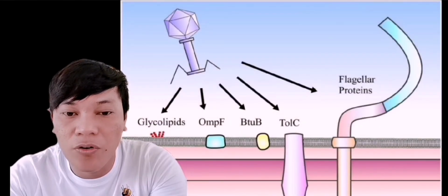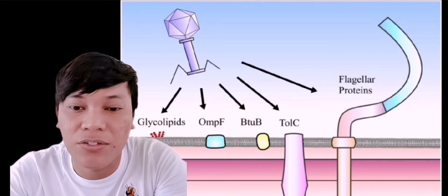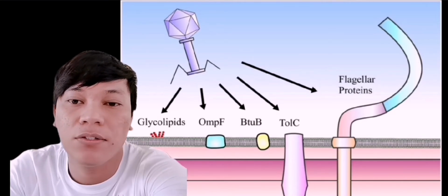Host range depends on the presence of specific viral receptors on the host cell surface. These receptors are usually composed of specific carbohydrate groups on lipopolysaccharides, or LPS, of cell surface structures. Some viruses such as M13 attach to F pili and are referred to as male-specific phages. The salient point here is that receptors are actually normal cellular proteins with specific functions that are co-opted by the phage.